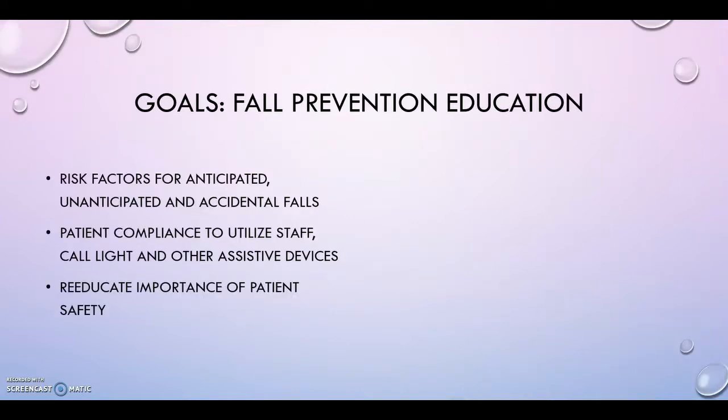Learning objectives and goals for fall prevention education can include risk factors for anticipated, unanticipated, and accidental falls. This may include intrinsic or extrinsic risk factors. Patient compliance to utilize staff, call light, and other assistive devices is important. Re-educate the patient of the importance of fall precautions and their safety.